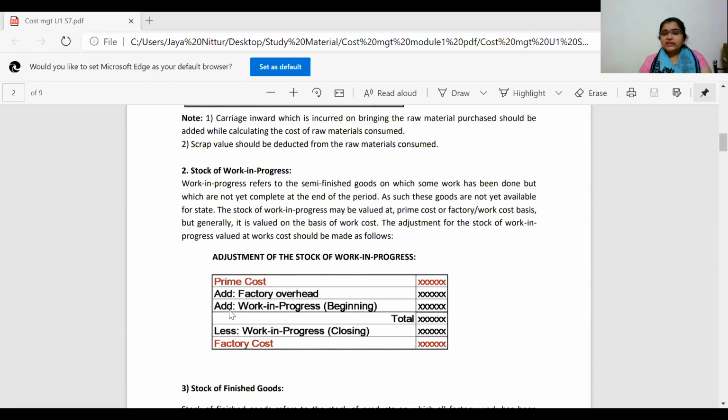Prime cost is nothing but the combination of direct material and direct labor. After getting the prime cost, we need to add factory overhead. To that, again we need to add the opening stock or beginning of the work in progress. Then for that we need to deduct the closing stock of work in progress. After that only we are going to get a factory cost or works cost.